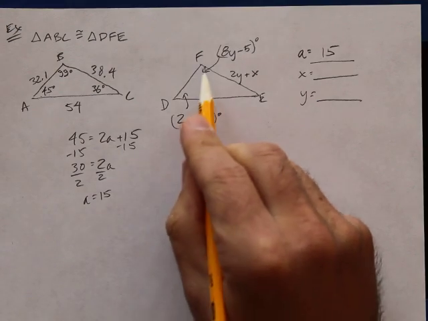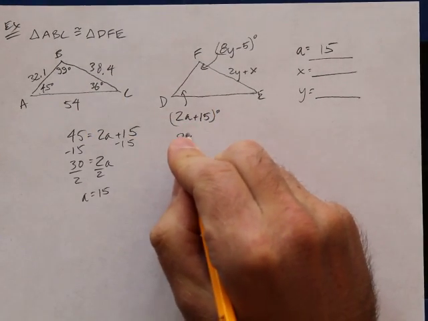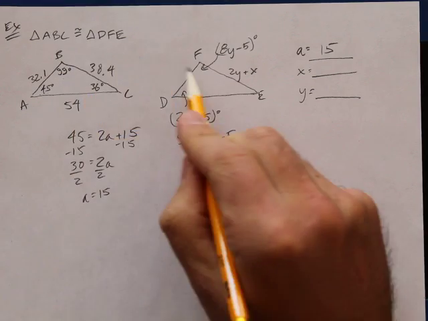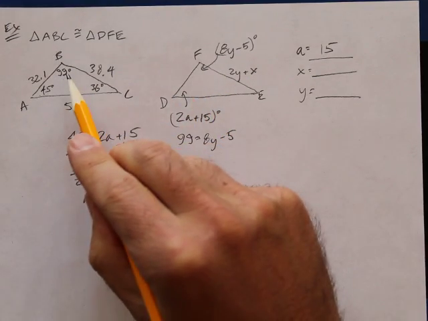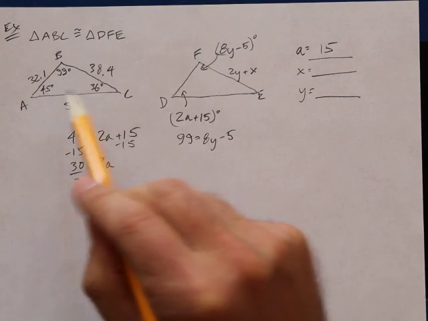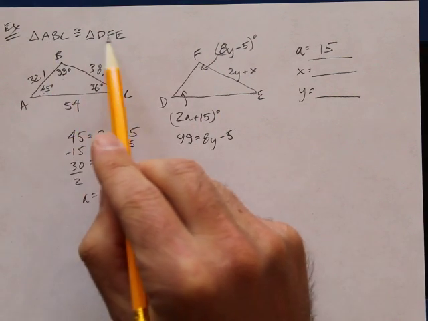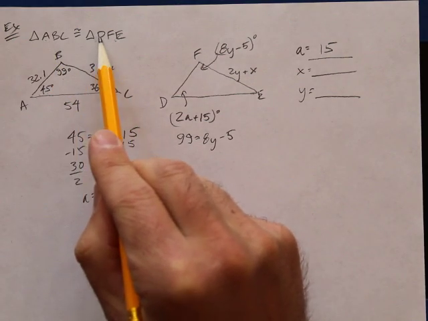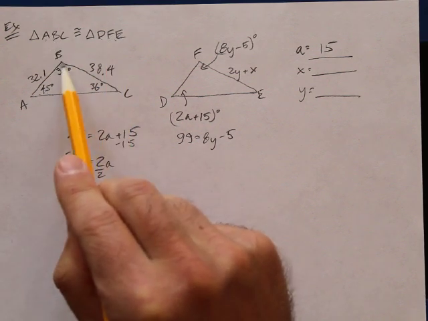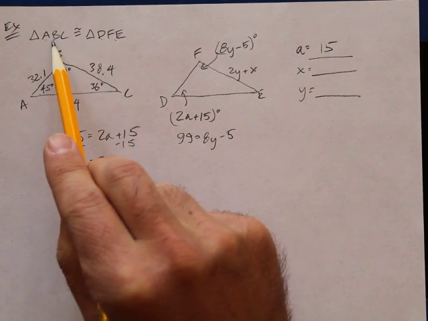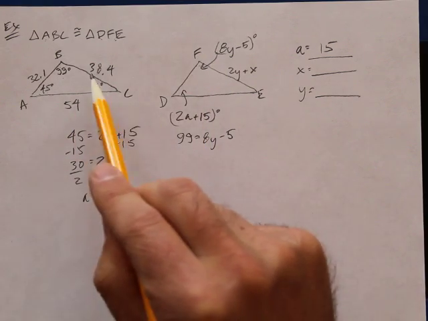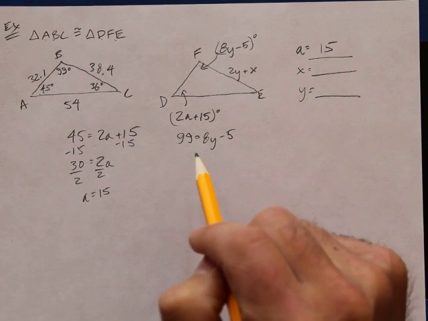Now I'm going to look at angle F, and I have 99 equals 8y minus 5. B and F are corresponding and congruent, so I'm going to set those equal to one another. If you couldn't tell with the triangles which angles were corresponding, you can look in the congruency statement. A and D are congruent because they are in the same place in the congruency statement. B and F are congruent because they are in the same place in the congruency statement. So if the triangles were hard to read, you can look up here in this statement and that'll tell you as well.